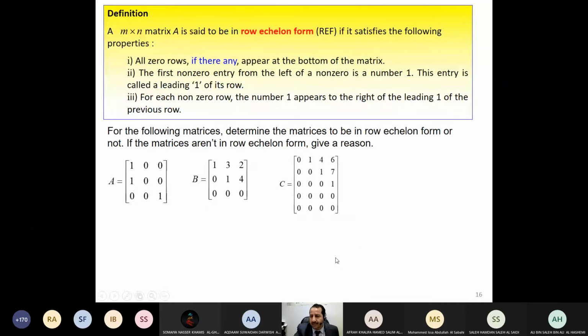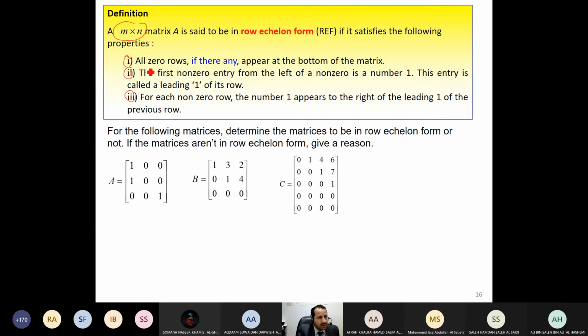Row echelon form. We call a matrix row echelon form if we have any m by n matrix, okay? And it satisfies 3 conditions. What are these conditions? I will discuss them now. I want you to focus with me. Then we will take exercises to practice together. Have a look. I will read and explain.